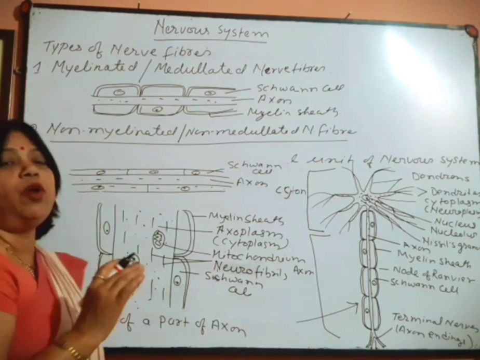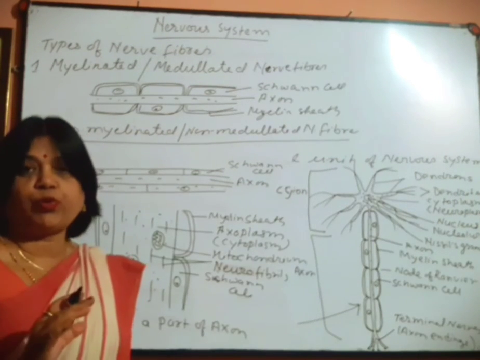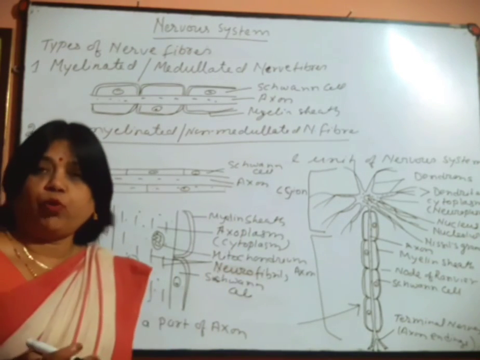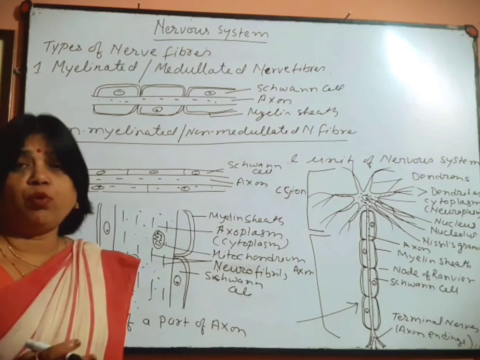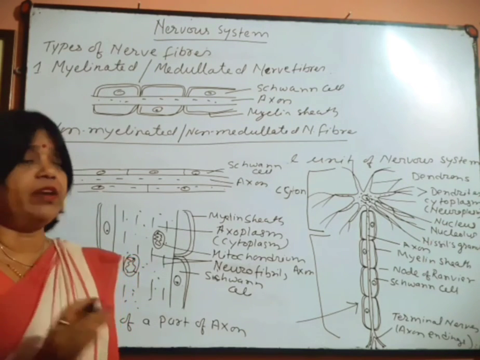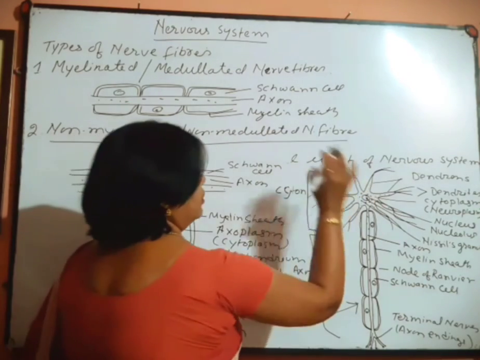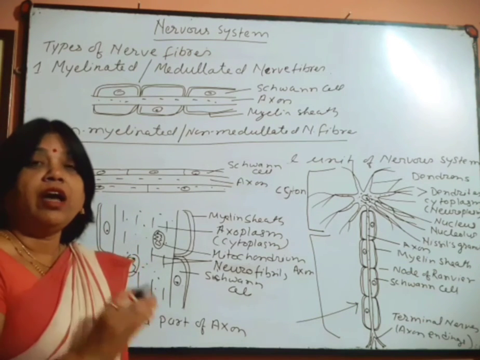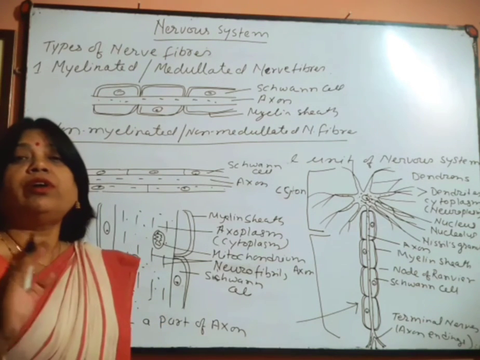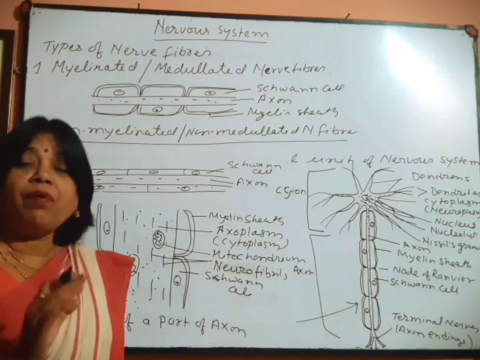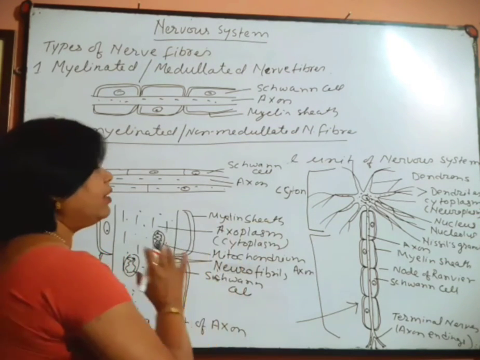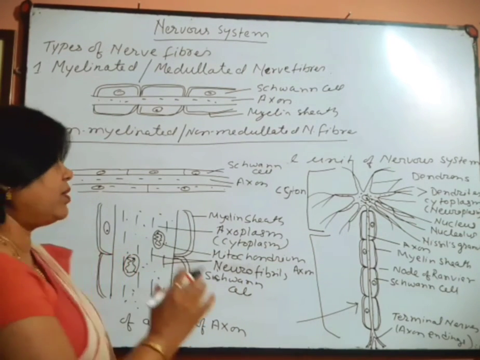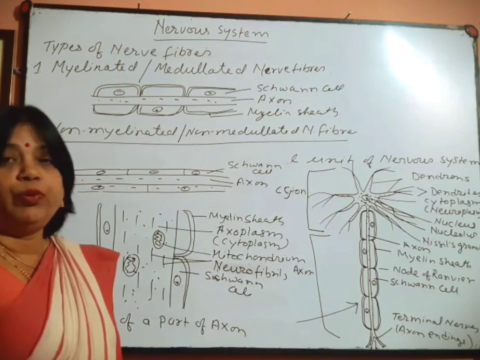And all cell organelles except the centrosome are present in the neuron: Golgi body, mitochondria, endoplasmic reticulum, ribosomes, etc. All cell organelles are present in the axon and cytone. But the centrosome is absent because nerve cells do not divide. That means the power of division is absent in the neuron, so there is no need of a centrosome. Hence the centrosome is absent in the neuron.